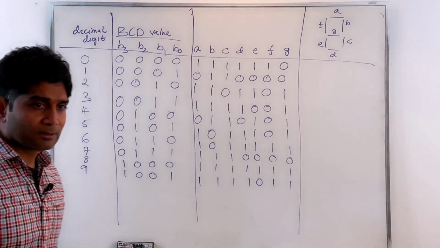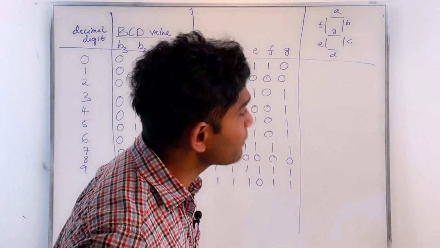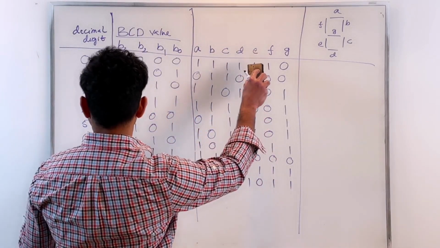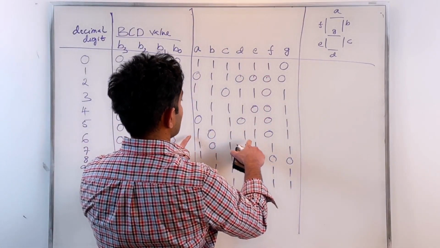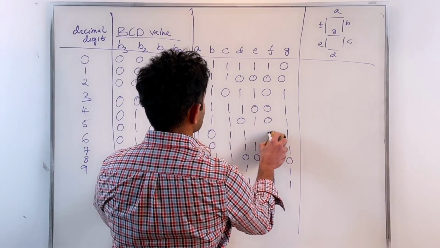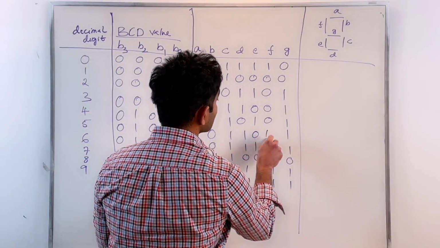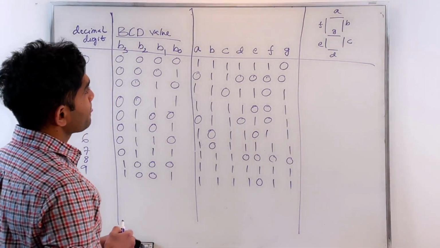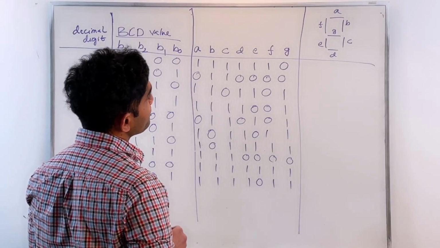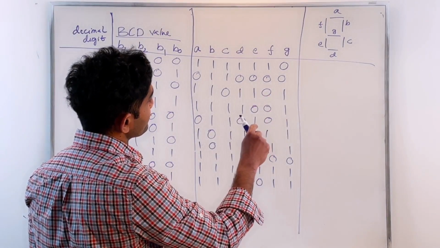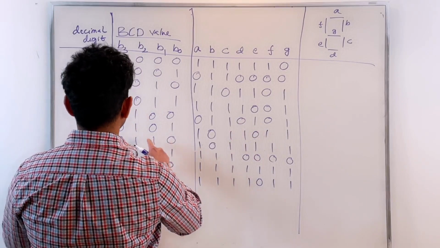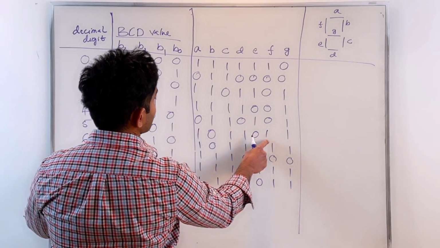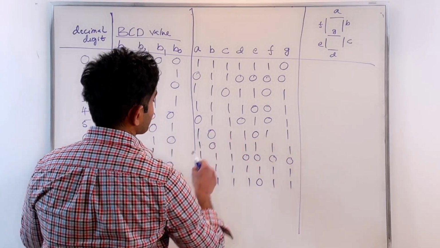Now again, should 5 have a 1 for F, not E? Yes, that's correct. So 5 is A, F, G, C, D, right? Okay, that's correct.